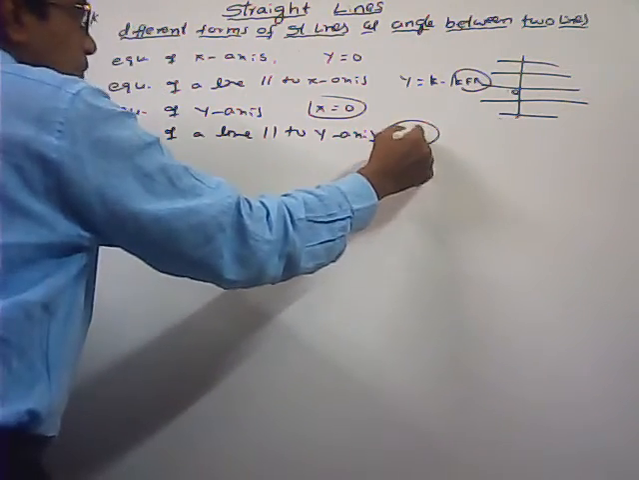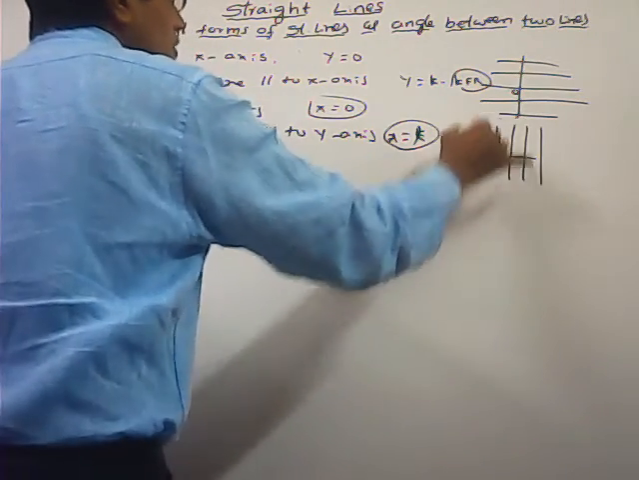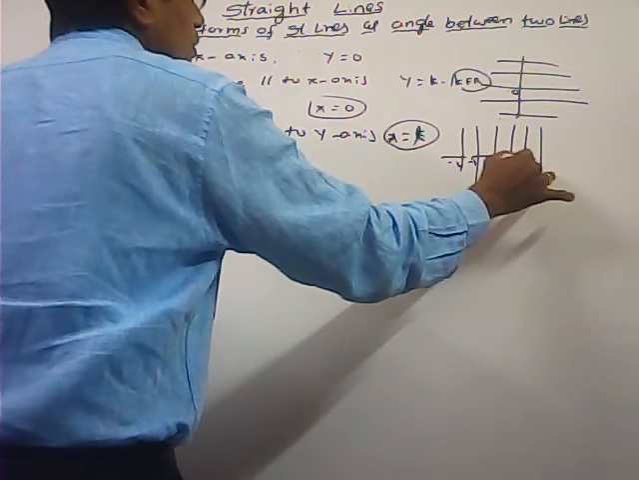X equals k. Here you can take x equals 1, x equals 2, x equals 3, x equals minus 1, x equals minus 2, like that. All those lines are parallel to y-axis. So the equation of any line parallel to y-axis, we can write x equals k.